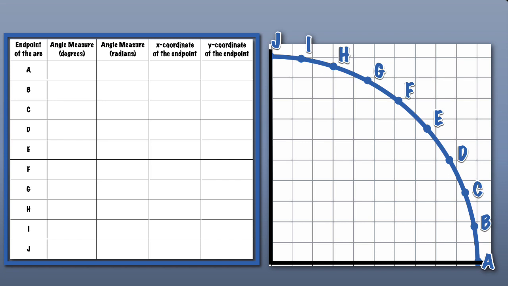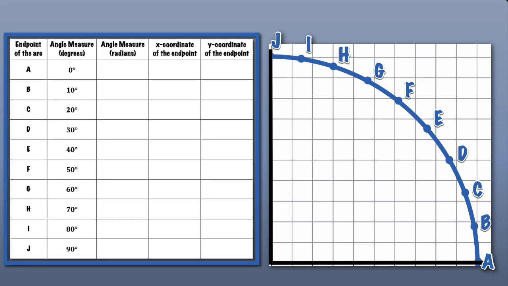So we can complete the first column of our table with our angle measurement in degrees. Point A is 0 degrees. Recall, this is the end point of the arc. Point B is 10 degrees. Point C is 20 degrees. And so on, moving all the way to point J, which is 90 degrees.